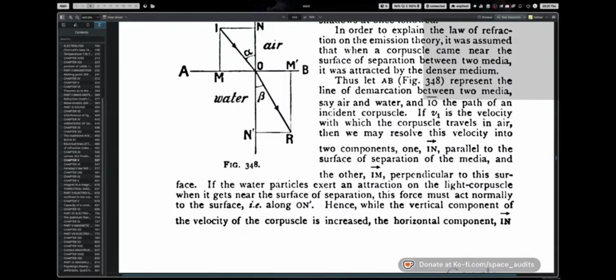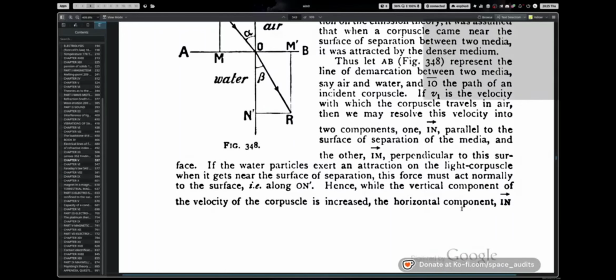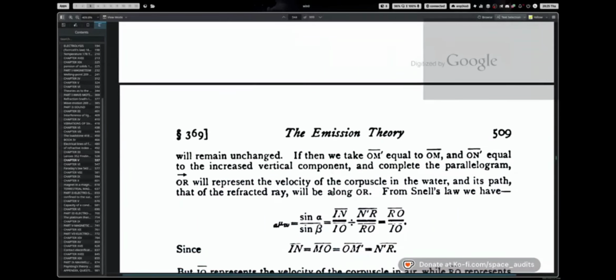If the water particles exert an attraction on the light corpuscle when it gets near the surface of separation, then the force must act normally on the surface, i.e. along ON prime. Hence, the vertical component of the velocity of the corpuscle is increased, while the horizontal velocity component in the direction of IN will remain unchanged. If we then take OM equal to IM and ON prime equal to the increased vertical component, to complete the parallelogram, the vector OR will represent the velocity of the corpuscle in the water, and the path of the refracted ray will be along OR.